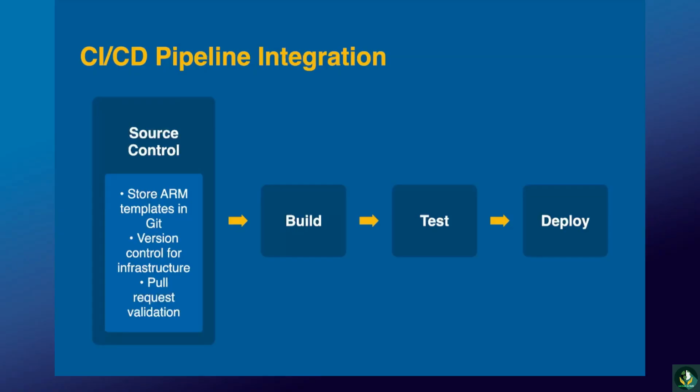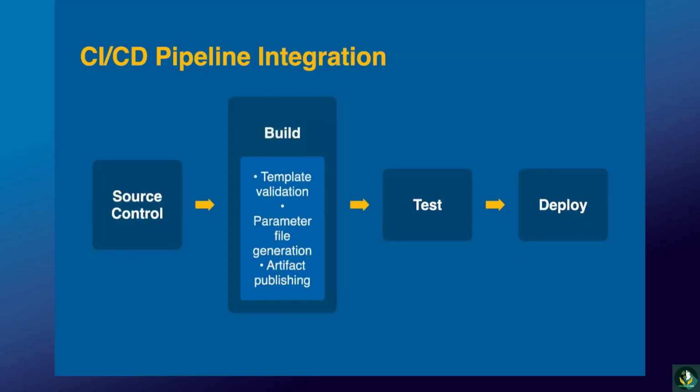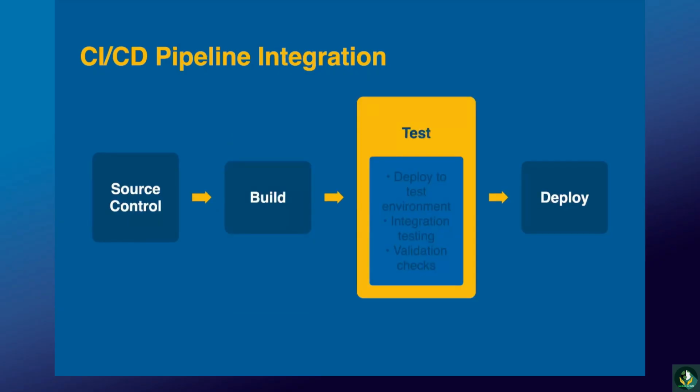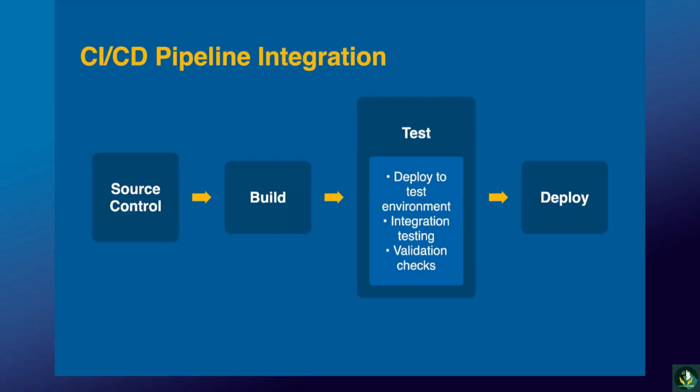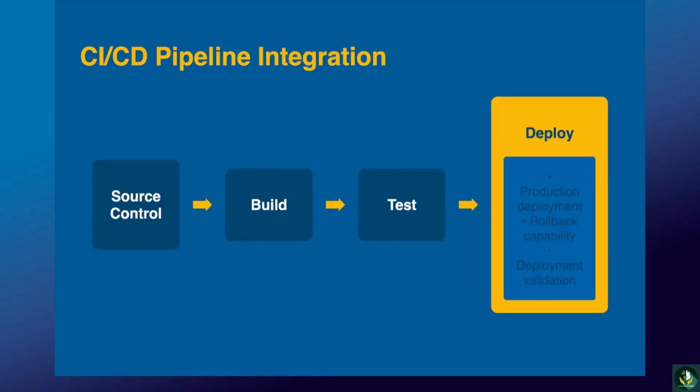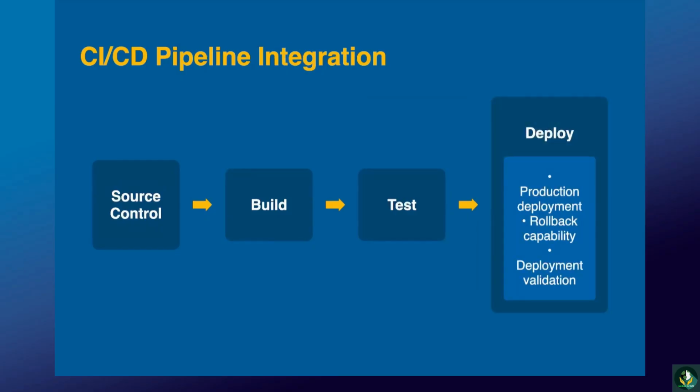First, source control. It stores ARM templates in Git, with version control for infrastructure and pull request validation. Then the build step: template validation, parameter file generation, and artifact publishing. Then the test step: deploy to test environments, integration testing, and validation checks. And finally, deploy. Here we deploy to production. Here we've got rollback capability and a deployment validation step.